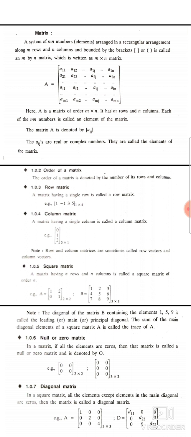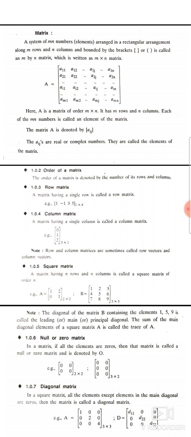A system of m×n numbers or elements arranged in a rectangular arrangement along m rows and n columns, bounded by brackets, is called an m by n matrix, which is written as an m×n matrix. Here, A is the matrix of order m×n. It has m rows and n columns. Each of the mn numbers is called an element of the matrix.